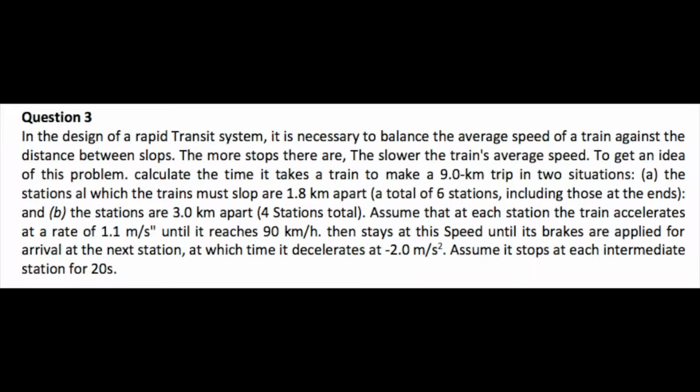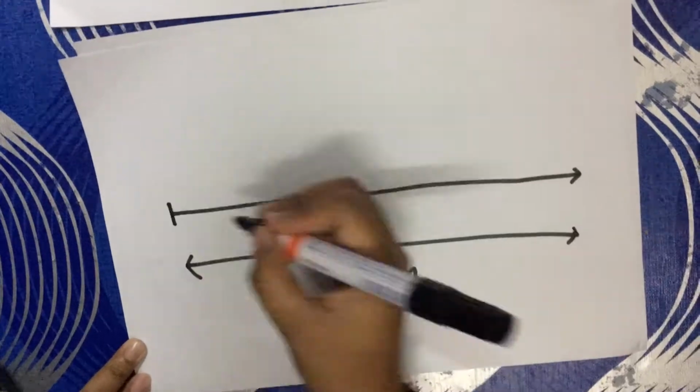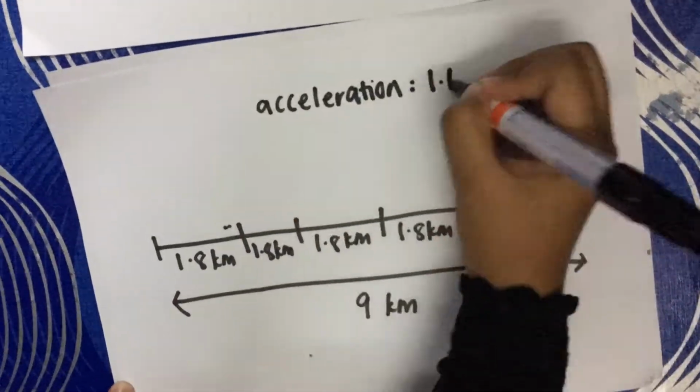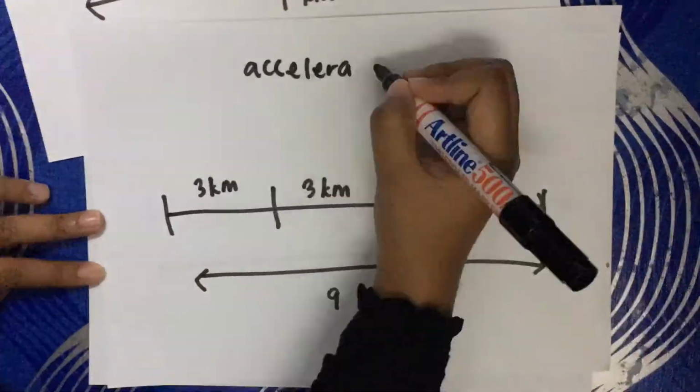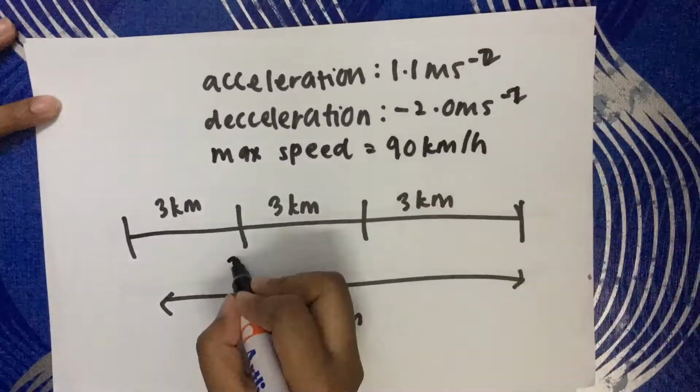The train will accelerate at 1.1 meter per second squared until 90 km per hour before it decelerates at negative 2 meter per second squared, and stops at each station for 20 seconds. The concept applied in this question is linear motion, and we are using the formulas from the kinematic equations. So here are the solutions.